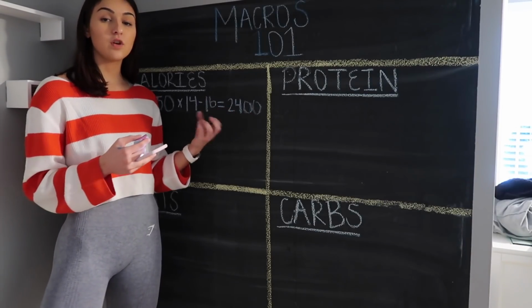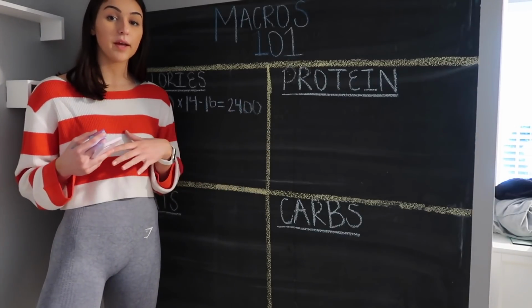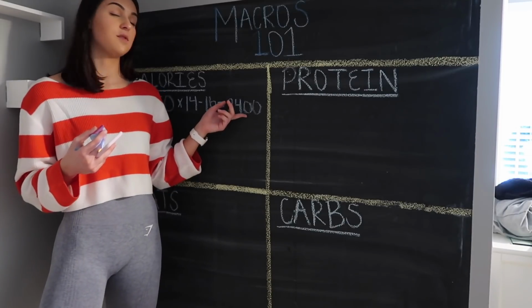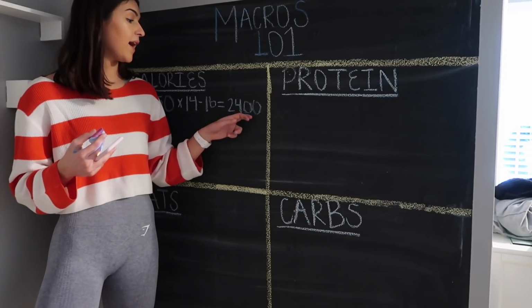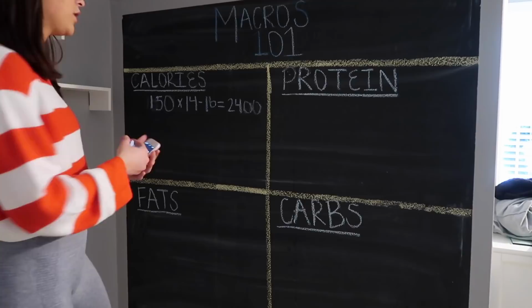So when you're doing this, you want to start out small, because as time goes on, you're going to have to increase your surplus or deficit to continue to see results. So if you're cutting, I recommend subtracting no more than 200 calories to start. If you're bulking, I recommend adding anywhere from 200 to 300 calories to start. So I'm going to add 200 to this.